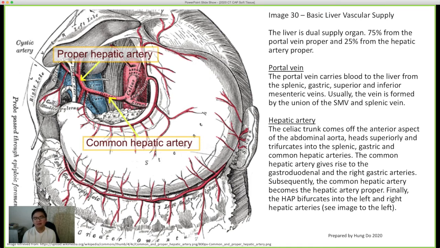The reason why I'm emphasizing this is because when you do a CTA, you've got to make sure that you see contrast all the way through the hepatic artery. Some people get excited and believe that their study is really well done when they can see the contrast in the common hepatic artery, but then they haven't given enough time for it to travel into the proper hepatic artery, which is all the vessels that actually supply the liver. Very important to be mindful of that as well.